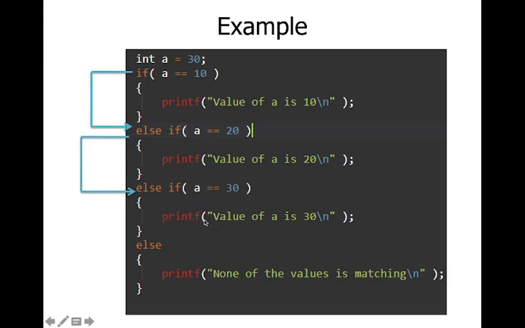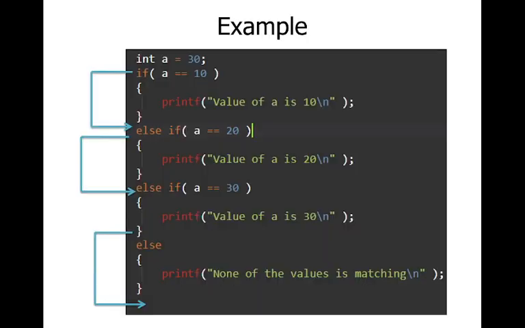So it will execute this statement. Value of a is 30 will be printed. After that, it will come to this brace, and after that brace, it will go to this statement. It will not execute this else part. So in this way, the else if ladder will work. Okay, so we will see some examples and you will be clear.